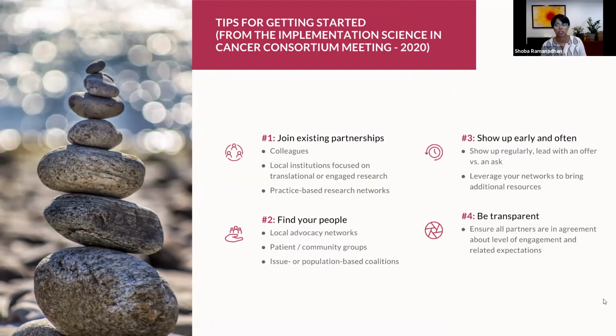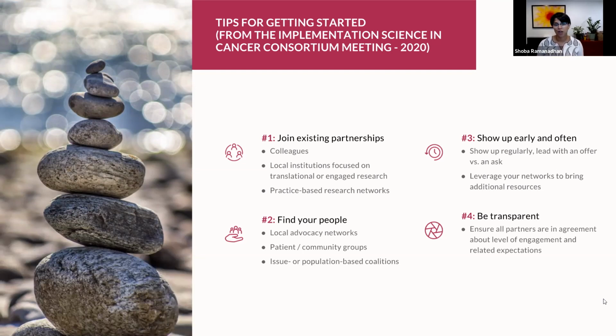There was a strong recommendation to join existing partnerships. So to look to colleagues at your institution or to find local institutions that are focused on translational or engaged research. So maybe a CTSA, a community engagement core, something like that, where there's already infrastructure and people are already working in this engaged space. Another suggestion was to look to practice-based research networks as a great, again, infrastructure that already exists and that you may be able to slot into.